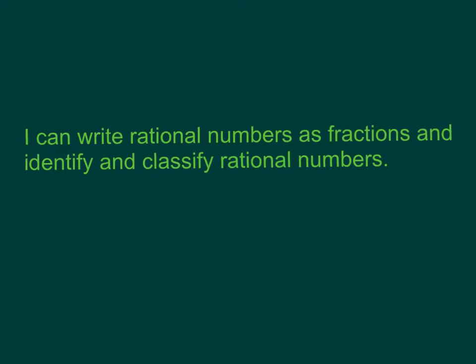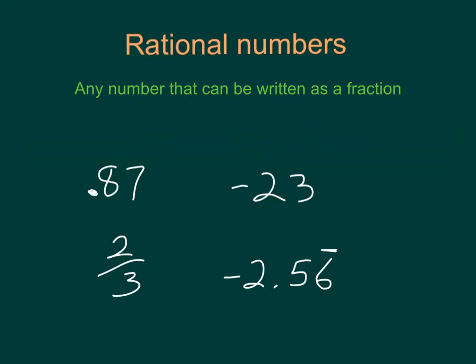Today's learning target is I can write rational numbers as fractions and identify and classify rational numbers. Rational numbers are any numbers that can be written as a fraction. So all four of these numbers can be written as fractions. Now, you're probably pretty familiar with these. We're going to take a look a little later at how we write a repeating decimal as a fraction.